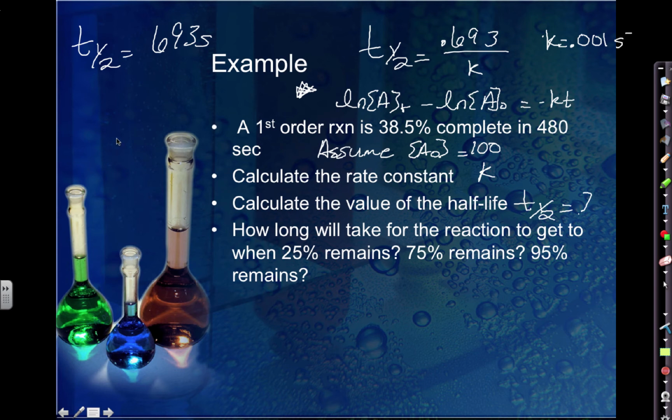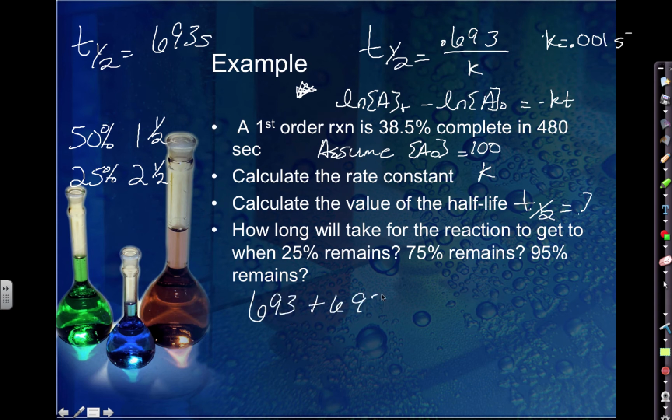Because I know after one half-life, I'll have 50%. After two half-lives, I will have half of 50, which would be 25%. Well, if 25% is remaining, that means two half-lives have gone by. So the time it would take for that to happen would be two half-lives. One half-life would be 693. Another half-life would just be another 693 seconds. So it would be 1358 seconds. I can just simply think about that one. All right, let's look at 75% remaining.